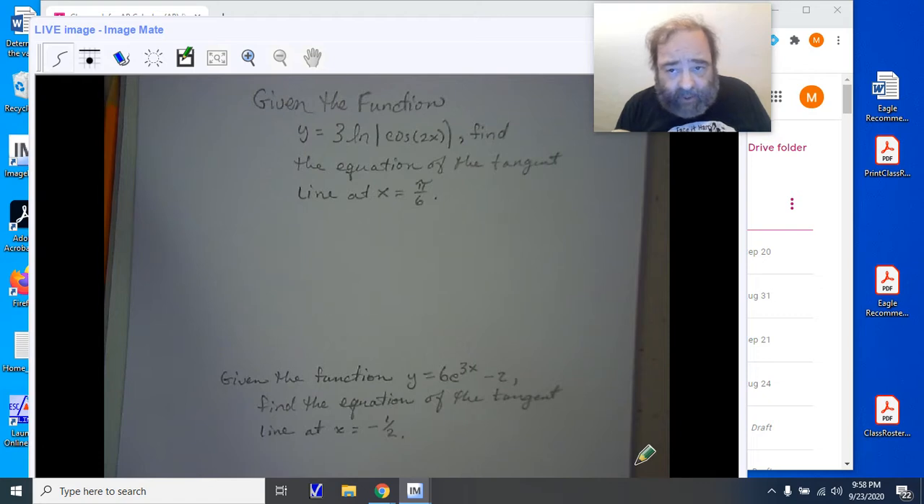So first thing we've got to do is make sure we can put into our equation under y1, 3 natural log absolute value cosine 2x. Please be aware the absolute value is under math. Move the right arrow over one to number, and you'll see it as ABS. Okay, so let's go ahead and take a look.